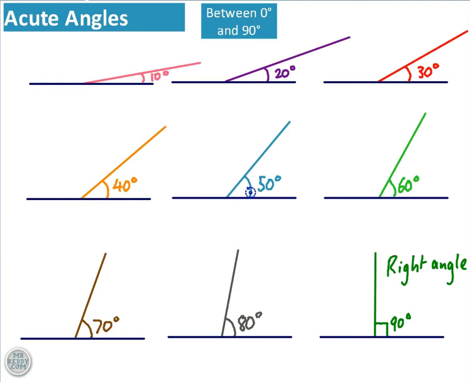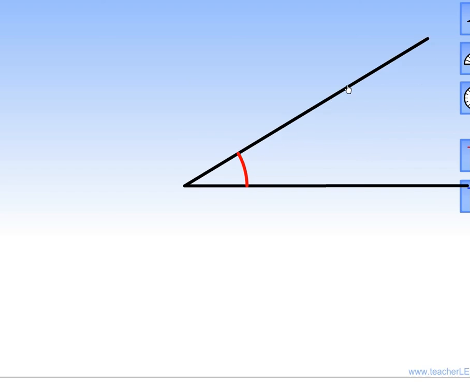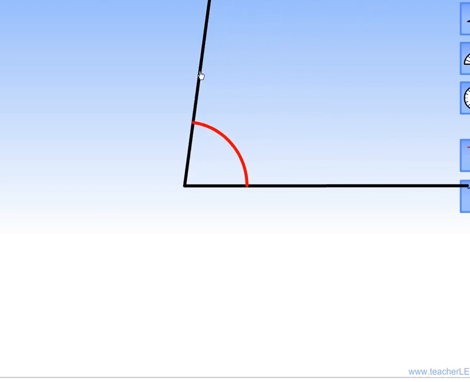Okay, here are some acute angles, and acute angles all measure between 0 and 90 degrees. I can show you some here. Starting off at 0, the red line is showing you the angle between the two black lines. So starting off again at 0, an acute angle goes all the way from 0 up to 90. And when we get to 90 degrees, we call that a right angle.